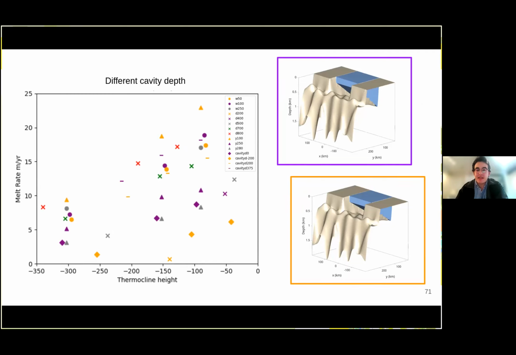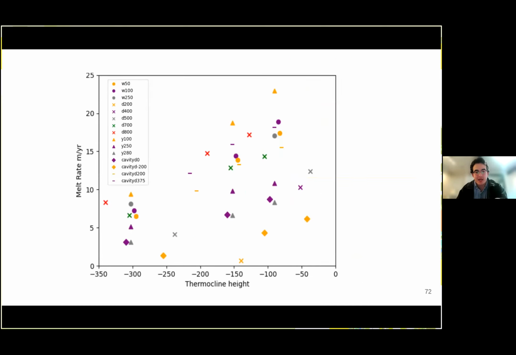Different cavity depths. Before I said different shelf depths. The difference there isn't that important, and maybe I should have combined them. But the point is all these different geometries, randomized bathymetries, and you get this plot. And like I said before, it's kind of what you'd expect. Higher the hot water, higher the melt generally, but it's pretty scattered.